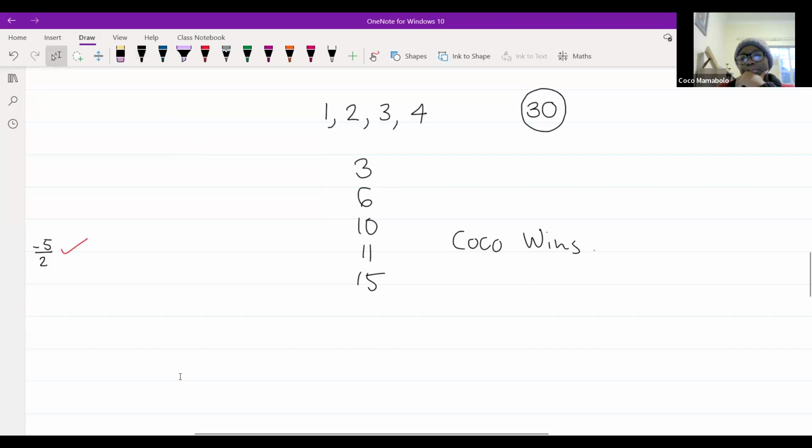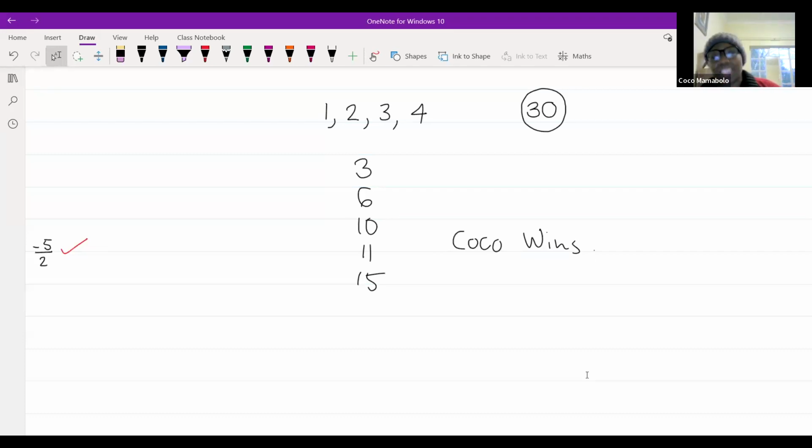I think the first person to reach 15 already knows that they won, because no matter what number the other person puts, if you reach 15 first, you're going to reach 30 first again, because 15 is half of 30. Oh, well, not particularly. All right.